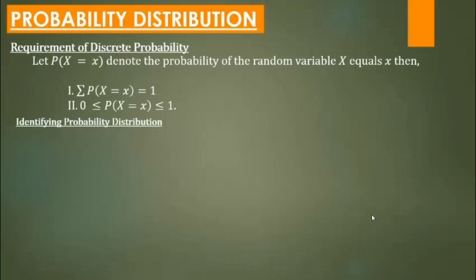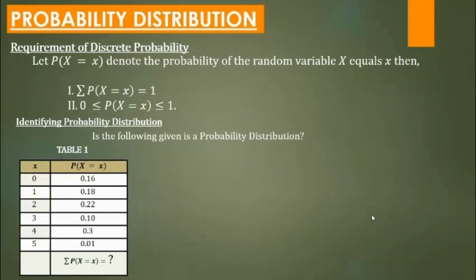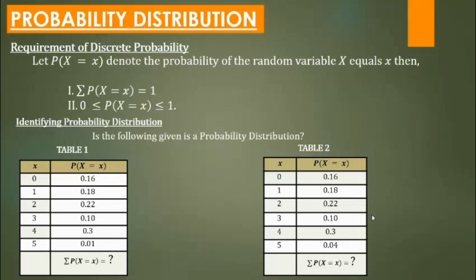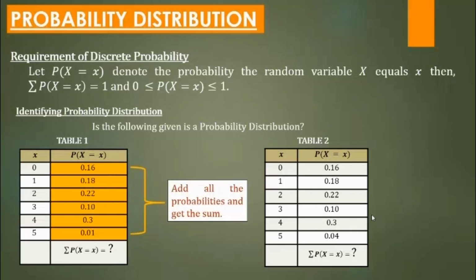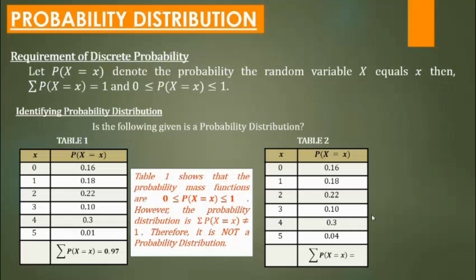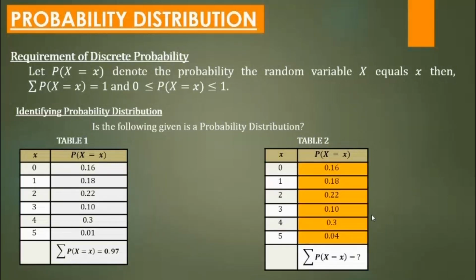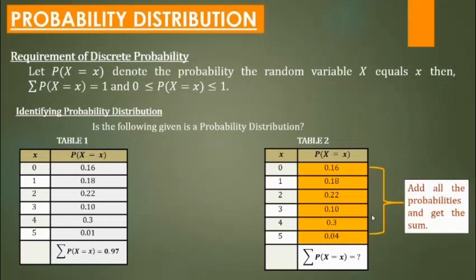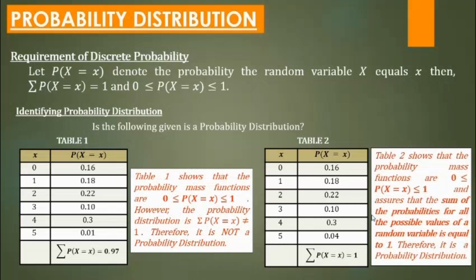So, identifying a probability distribution: the following are given as probability distributions. So we have table 1 and table 2. For table 1, all you have to do is add all the probabilities and get the sum. So we have 0.97. Therefore, table 1 doesn't meet the requirements of a probability distribution because the summation of the probabilities is not equal to 1. For table 2, add all the probabilities and get the sum. So we have the summation of the probability of random variable X equal to x is equal to 1. So, table number 2 assures that the sum of the probabilities for all the possible values of a random variable is equal to 1.